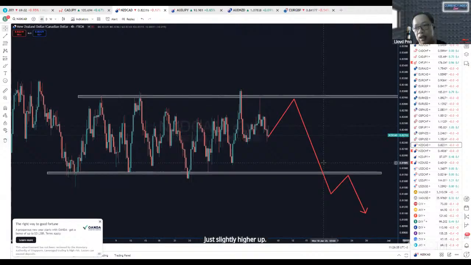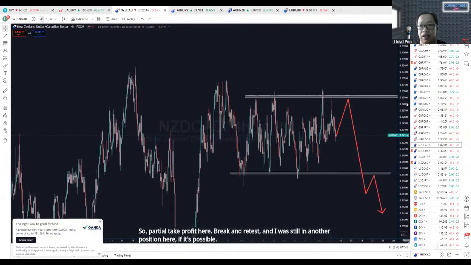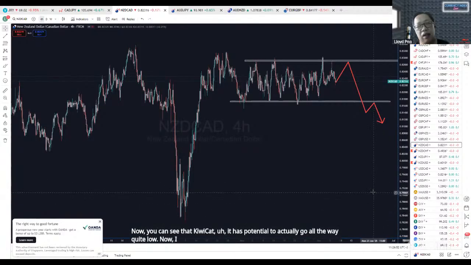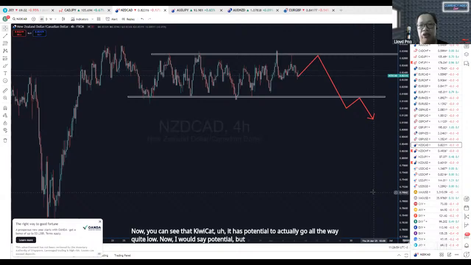Long-term view, again, I would expect Kiwi to weaken. So partial take profit here, break and retest, and I will scale in another position here if it's possible. You can see that Kiwi CAD has potential to go all the way quite low. I would say potential, but as a technical trader, I'll just wait for the setup to happen.